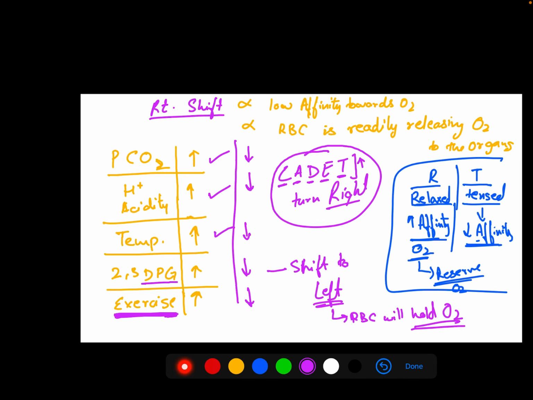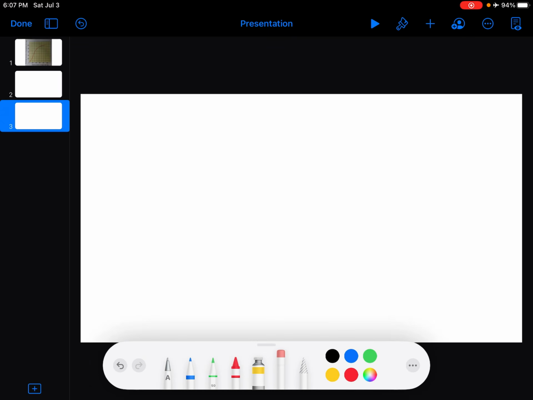So what else is there to talk about? Now there is one more thing to talk about, that is fetal hemoglobin. Fetal hemoglobin has more affinity for oxygen. When there is more affinity, obviously the curve will shift towards left.